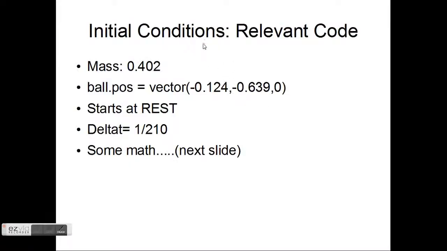Initial conditions given about the system are as follows. We have a mass of 0.402 kilograms. The ball position vector was this; we got this from Tracker, the first point. The mass starts at rest. The delta t is 1 over 210, a very small time step for accurate predictions, and there's some math for initial conditions that I'll show on the next slide.